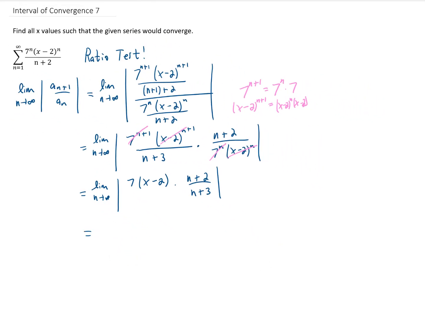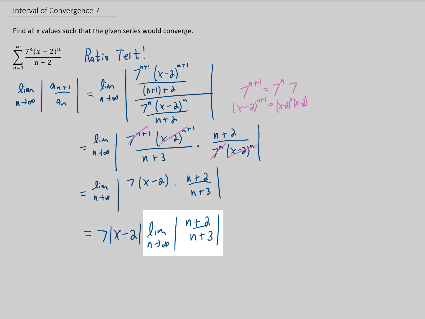What I'm going to do next is take this 7 times x minus 2 out of these absolute values. And when we do that, I'm going to keep an absolute value on my x minus 2. The reason I can pull this x out of this limit is because this limit has n going to infinity. n is changing with this limit. So x is a parameter that doesn't depend on n, so x can be pulled outside of this limit as if it was a constant.